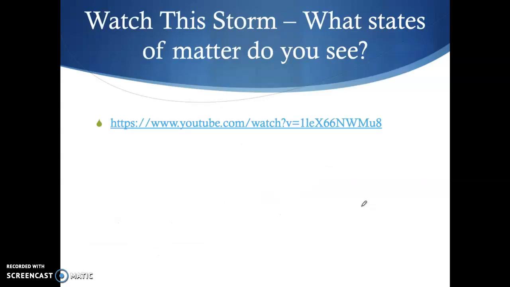If you want, go back, revisit that storm that we saw earlier, and think of the states of matter that you see now. When we look at that, we should now understand that there's different atoms, different molecules, different compounds, different mixtures that are present, and they're always moving. And we can start to pick some of that stuff out.